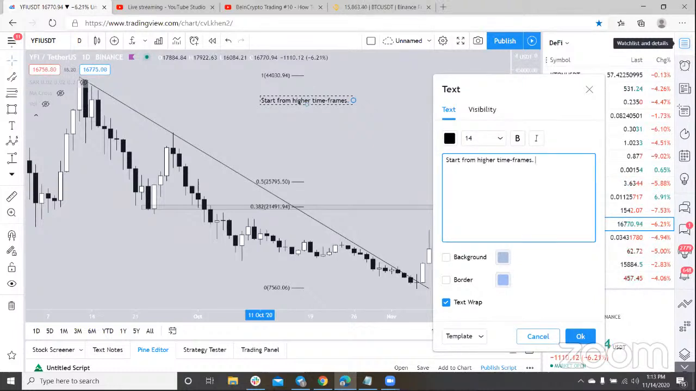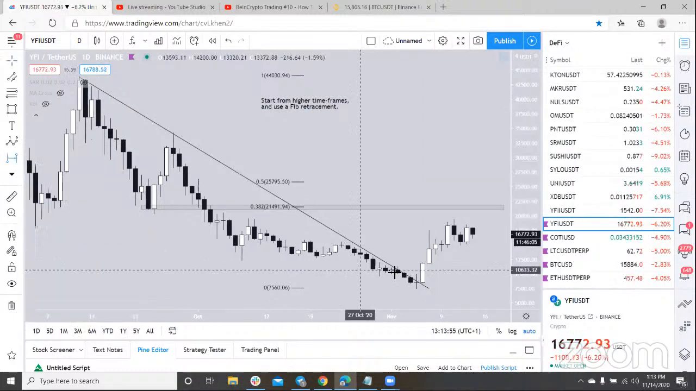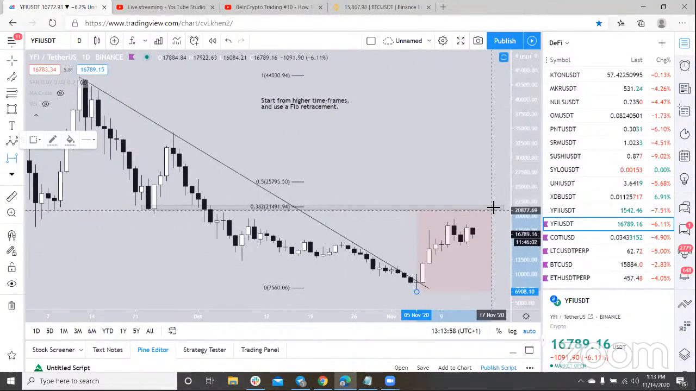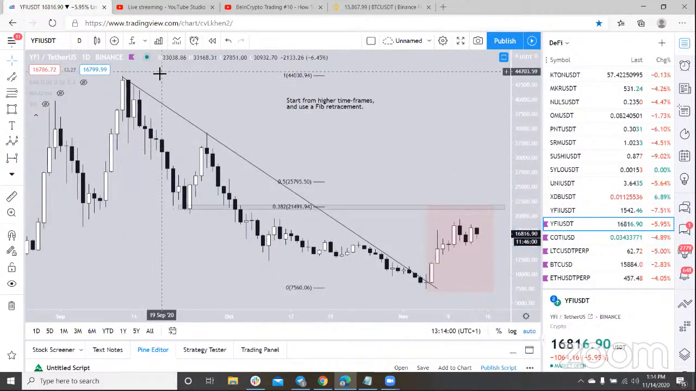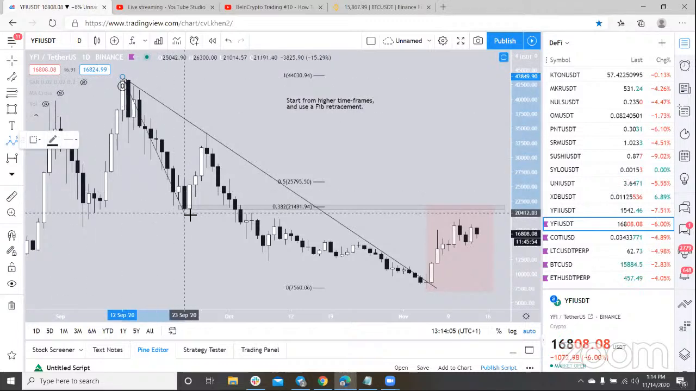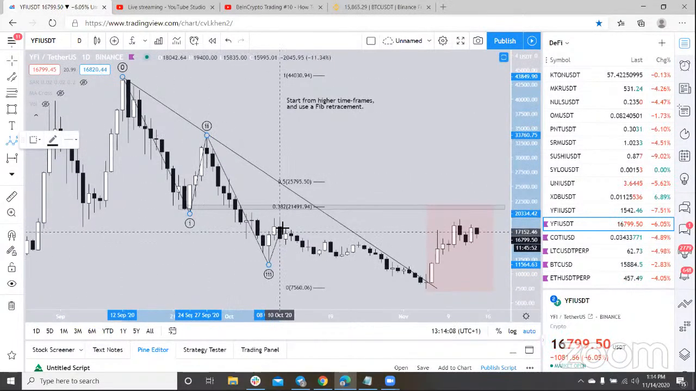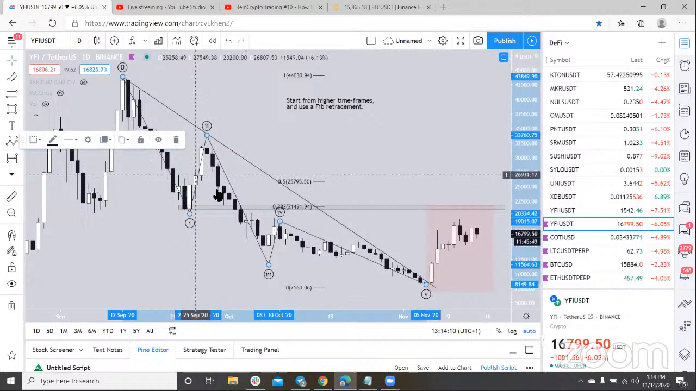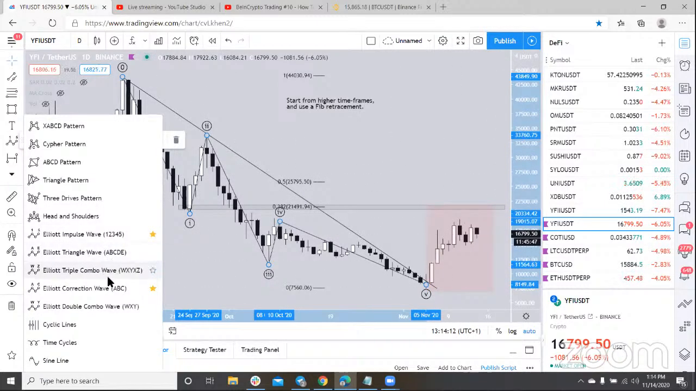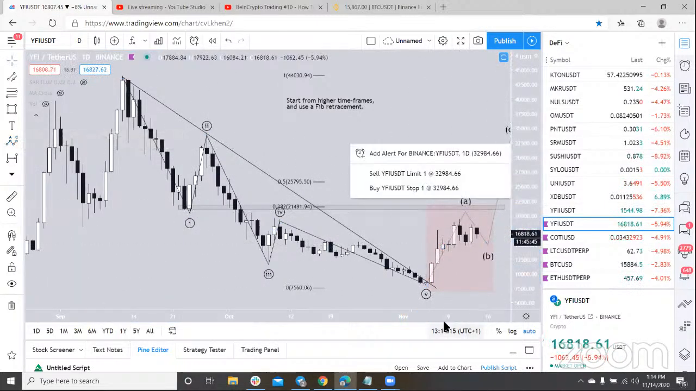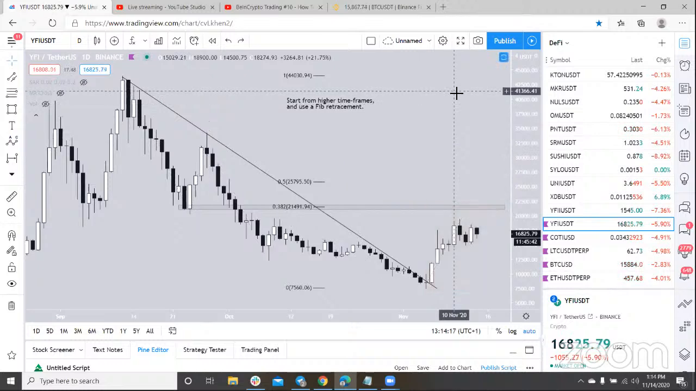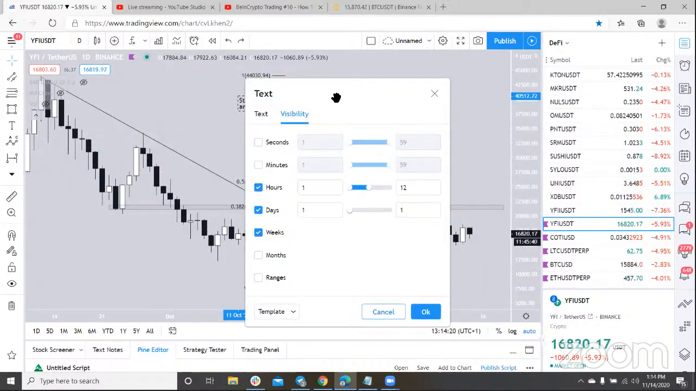Basically, start from higher time frames, in this case the daily, and use the fib retracement. Now, in this case, this entire move here is a counter trend move, right? So the original trend is down. Now, I don't know if this is the exact count, but it looks like it. I probably have it something like this, and then you have, whatever, probably an ABC up or something. Then you move to lower time frames.